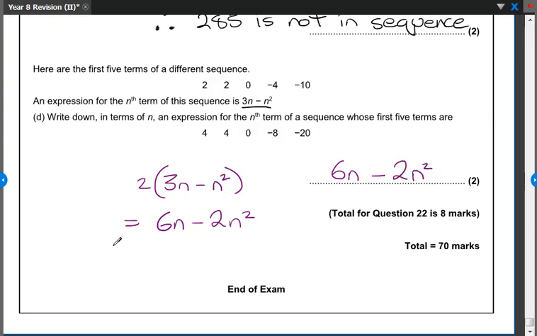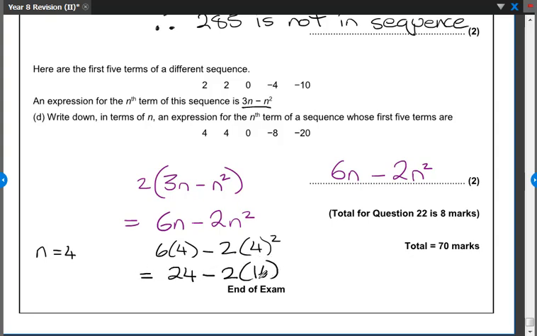Now, you might not believe me, so let's check. Let's say the fourth term, n equals 4. So we're going to have 6 times 4 minus 2 times 4 squared. And that equals 24 minus 2 times 16. Not quite the end, but anyway, that equals 24 minus 32. And that equals minus 8. Let's look for the fourth term. 1, 2, 3. Boom. That is it. End of exam. QED.